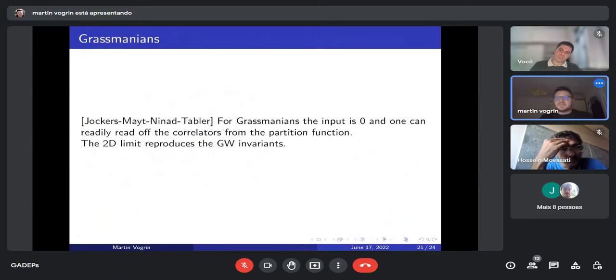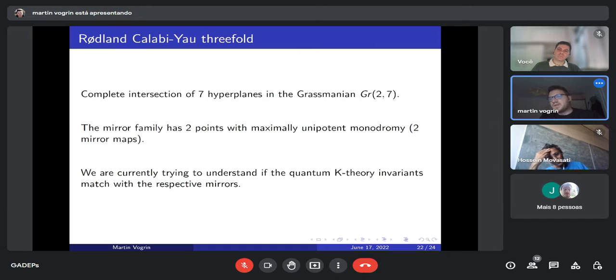Okay, so some examples. I'm not fully aware of the literature. This is a very recent field, but some of the more interesting work that I observed is the construction for Calabi Yau threefolds by Meyer and Jockers, and then the construction for Grassmannians by Jockers, Meyer, Nienot, and Tabler. Recently there was also a computation for the quintic, where they reproduced the results of Jockers and Meyer.